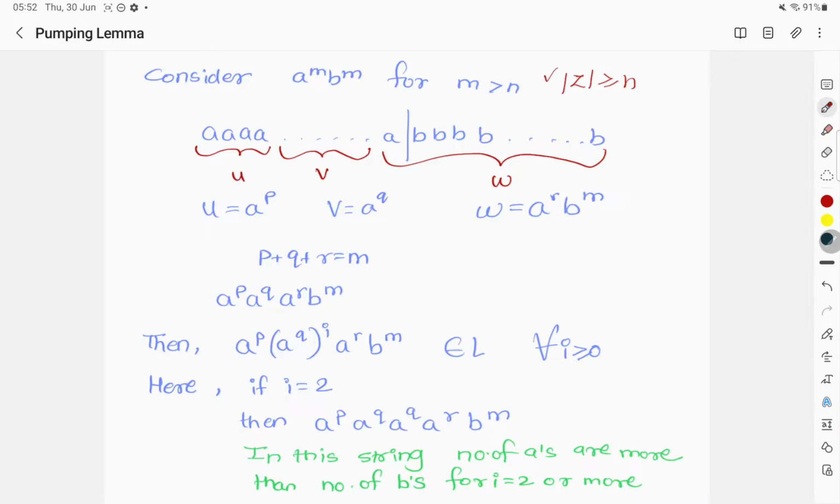Then I am writing my Z in terms of U, V, W. Now Z is actually a raised to m, b raised to m, so Z is some number of a's followed by some number of b's. That means m a's followed by m b's, which is altogether 2m symbols. Then I have to write U, V and W. The length of UV can be at most n, where n is this complete string, so I am taking something lesser than that. To be on the safer side, I am taking it less than m, and that's why I am skipping the last a to keep it less than m, and the other symbols I am taking in U and V.